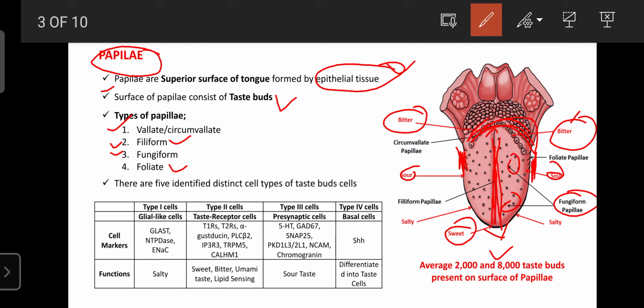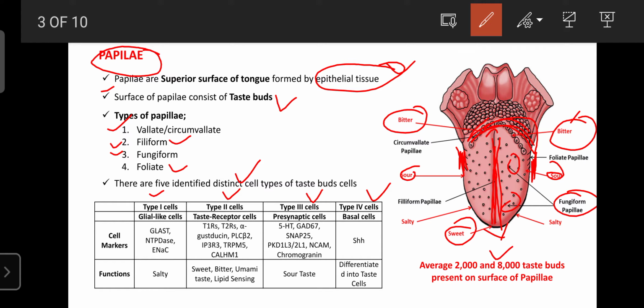These papillae have taste buds. They consist of five different types of cells. Due to the presence of these types of cells, our tongue is able to detect different types of taste. Type 1 cells are known as glial-like cells. Type 2 are the taste receptor cells, type 3 are the presynaptic cells, and type 4 are known as the basal cells.